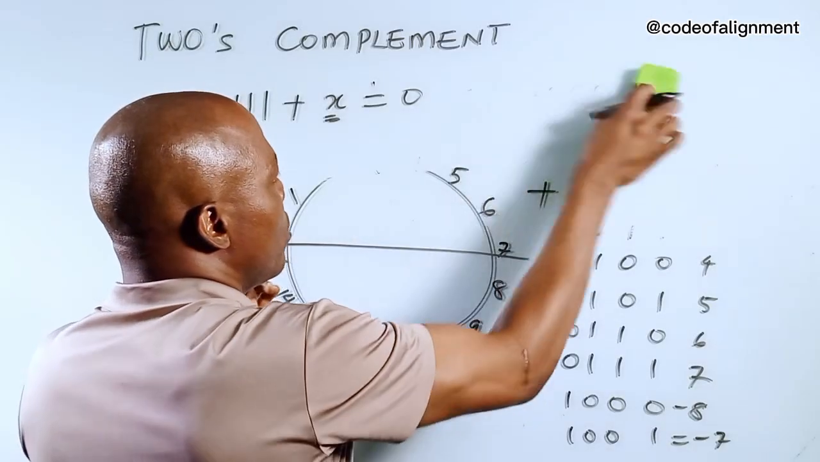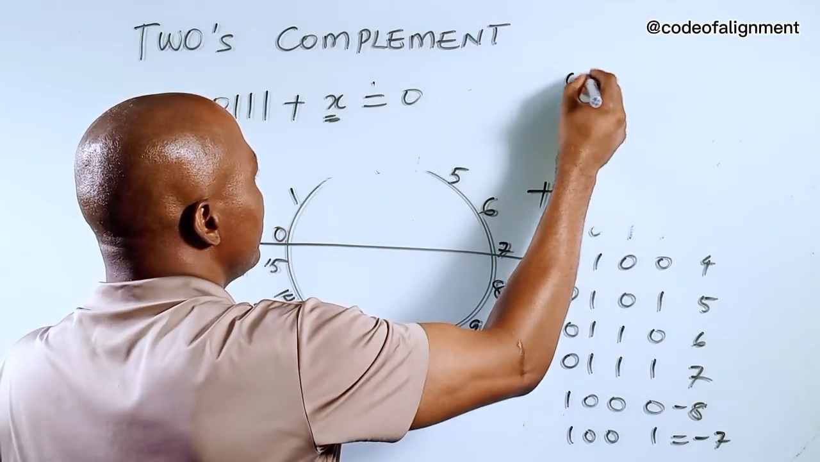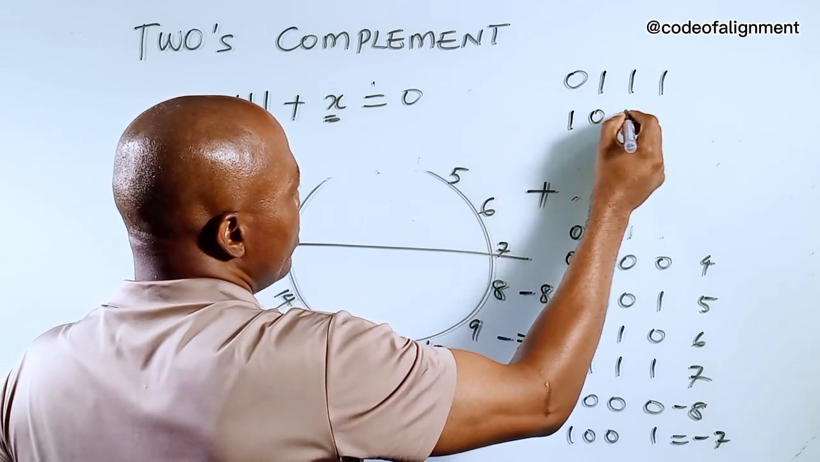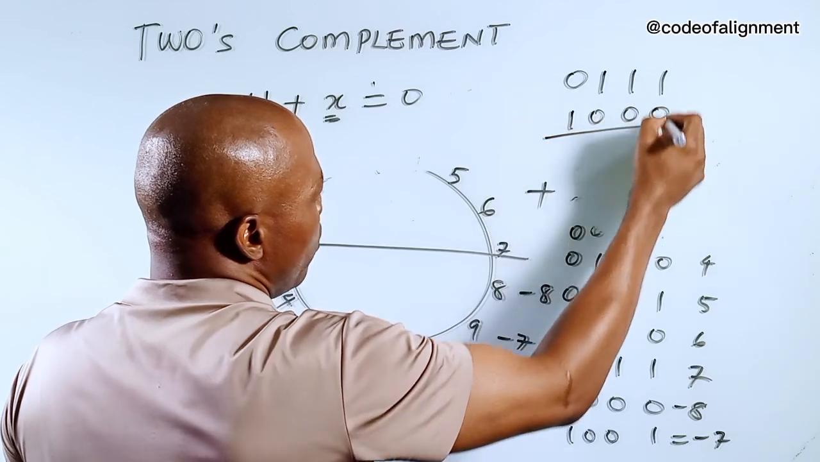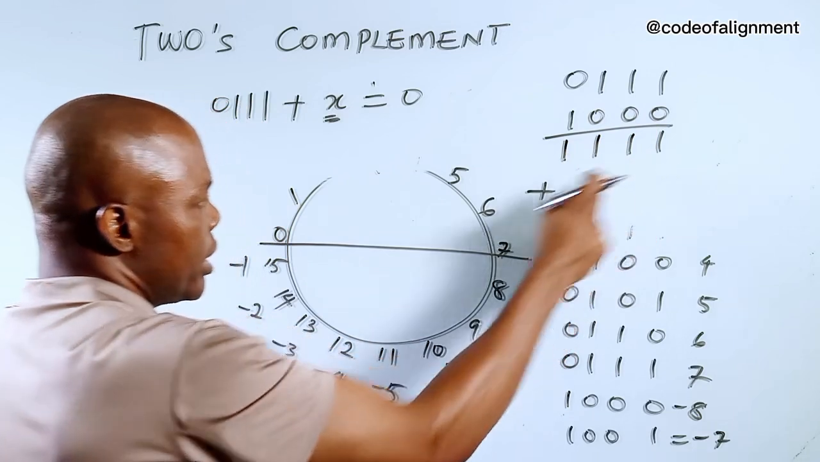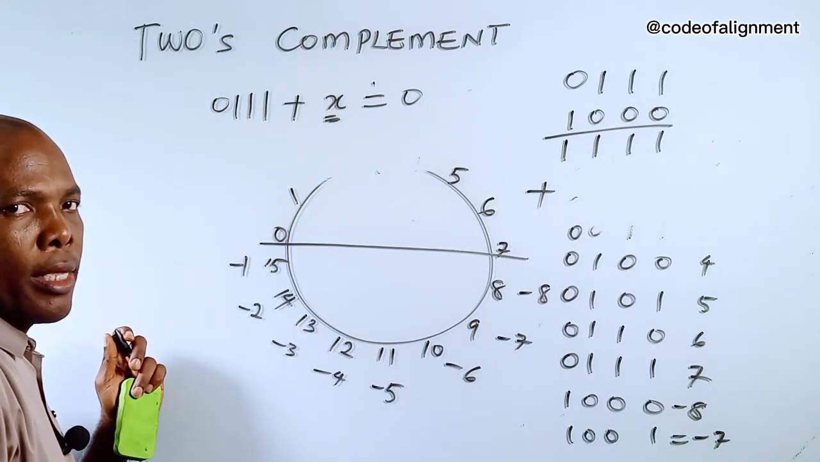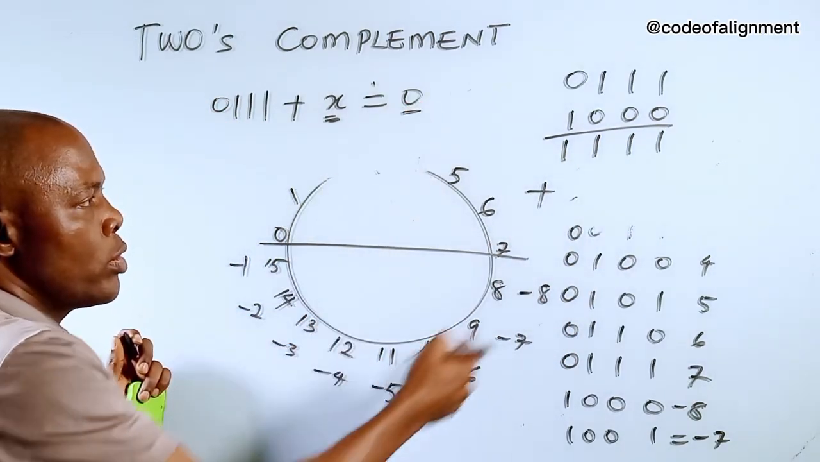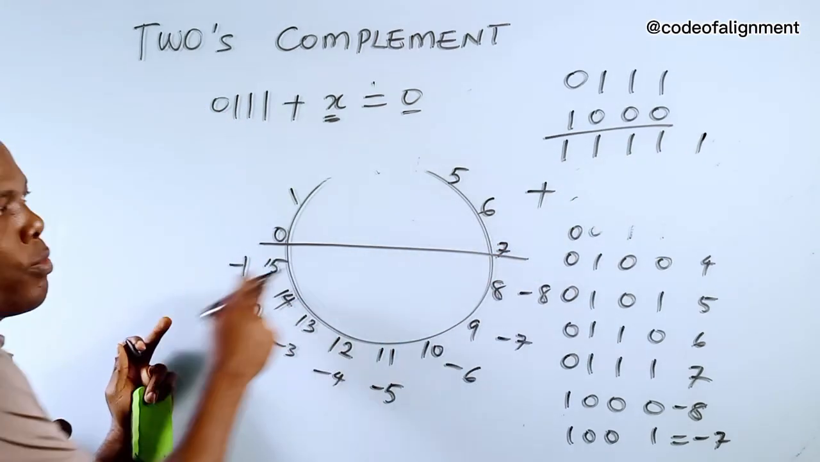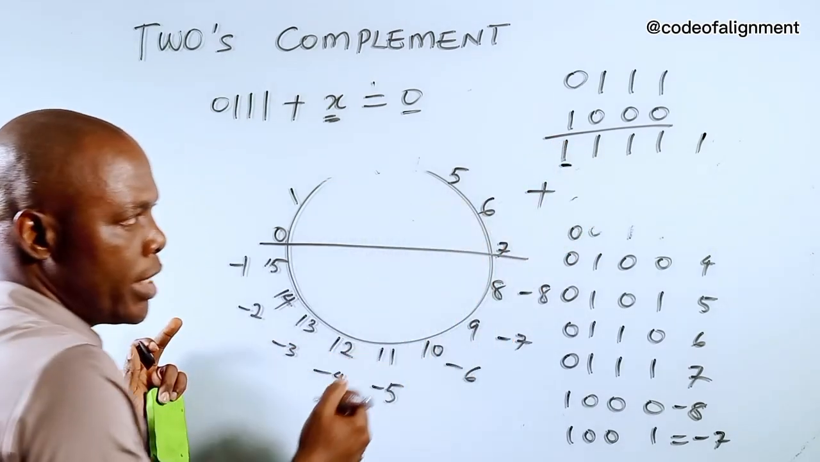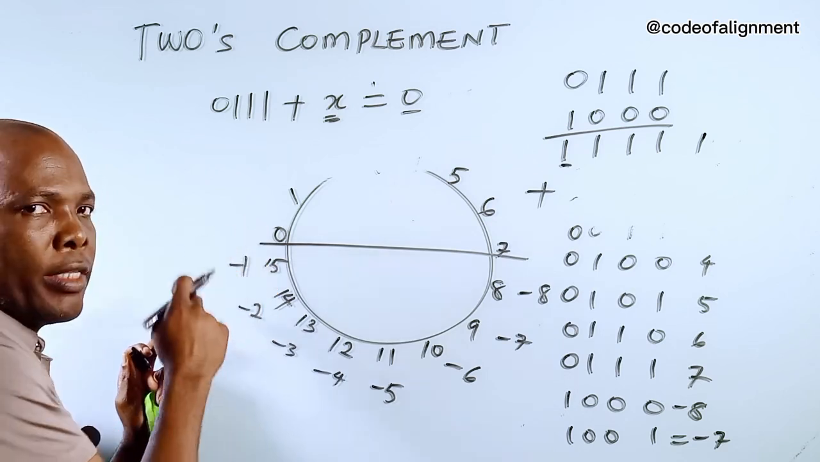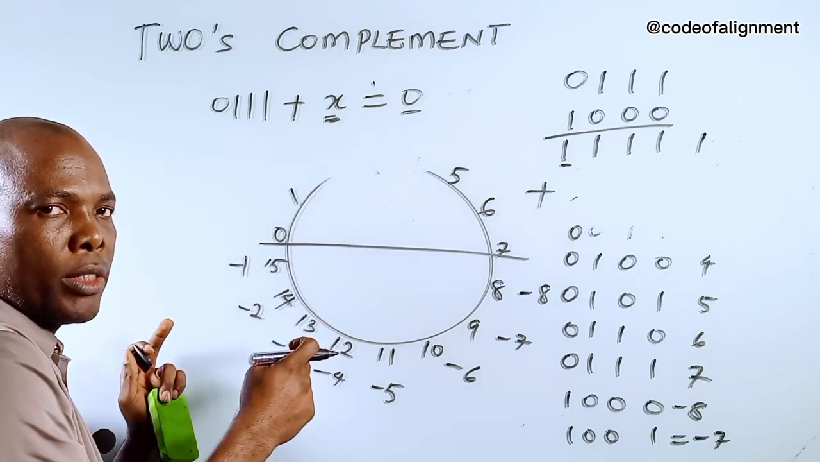So if we do 0, 1, 1, 1, and then we do 1, 0, 0, 0, that will be what? 1, 1, 1, and 1. So this is giving us what? 15. But what we are looking for is what? 0. So which means this one is giving us what? 1. Which is, this one is negative. So that will give us minus 1. But what we want is to give us 0, which means the system is complete whole.